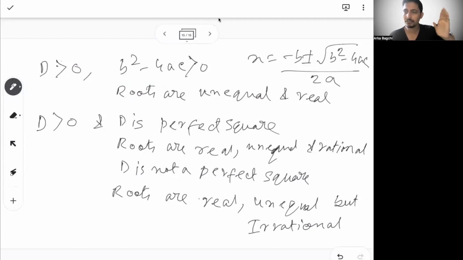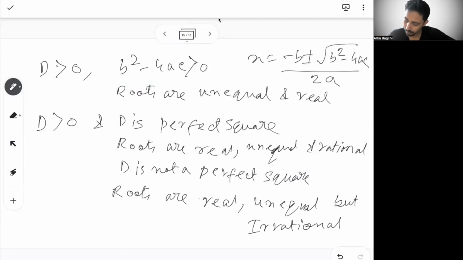In the simple equation class, we have covered in depth what is rational, what is irrational, and how to find it out. You can refer to that class; we'll drop a note. But this will become irrational because you will not be able to completely get away with the root sign.